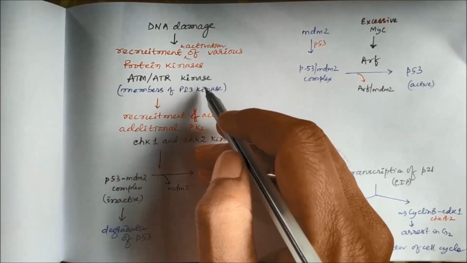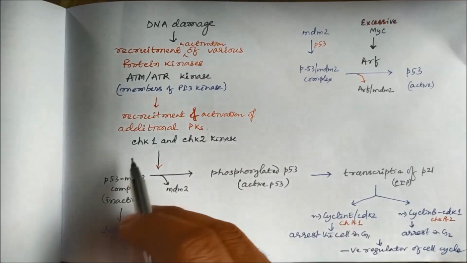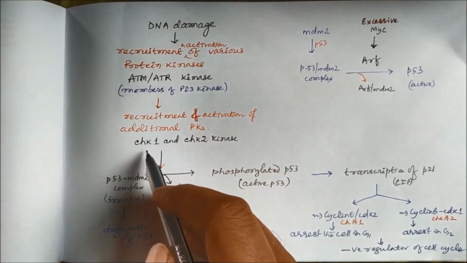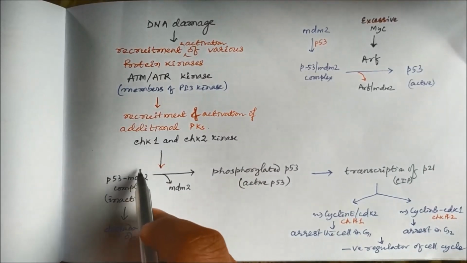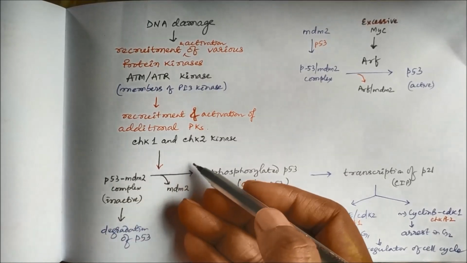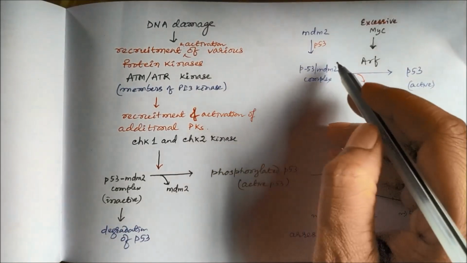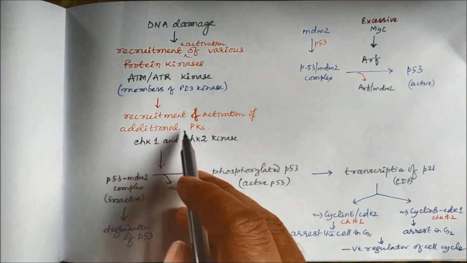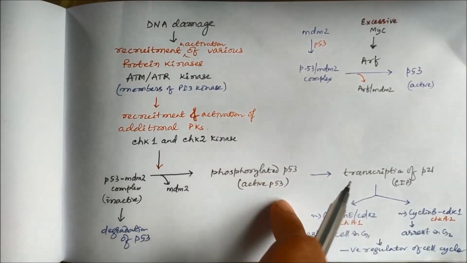We call them ATM or ATR kinase, and these are members of the phosphatidylinositol 3 kinase family. Then these ATM or ATR kinases recruit and activate additional protein kinases called CHK1 and CHK2 kinase, and these kinases release the MDM2 from the p53 MDM2 complex. Usually the p53, the negative regulatory gene, is in the inactive form because of the complex with MDM2. So the p53 MDM2 complex is the inactive form. The CHK1 and CHK2 kinases release the MDM2 and phosphorylate the p53, so there will be active p53.